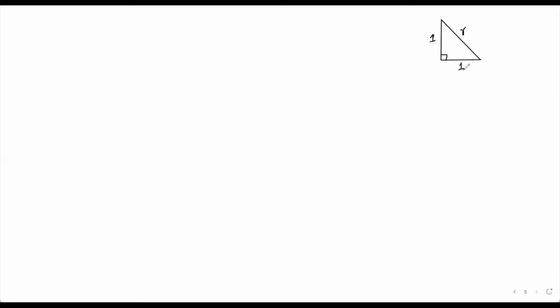By Pythagoras theorem, r square equals 1 square plus 1 square, which equals 2. So r square equals 2. So r is some real number, which is the length of this side. And we show that r is not rational. Let us state this as a lemma, called the no existence theorem.